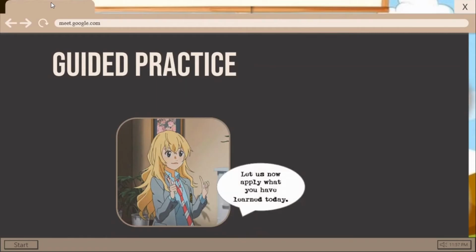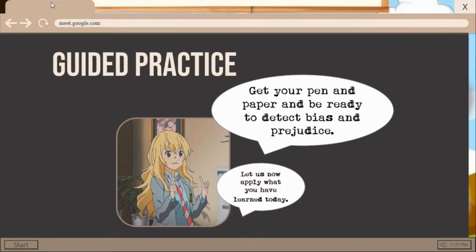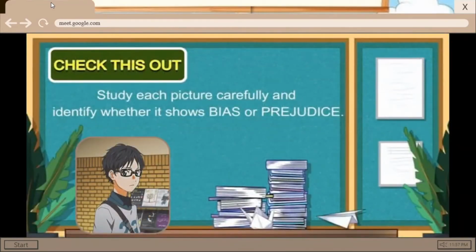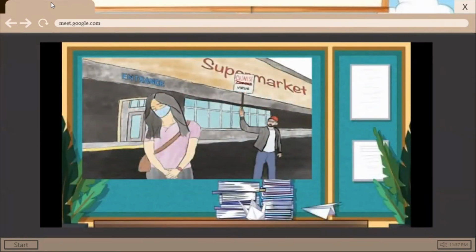Let us now apply what you have learned today. Get ready with your learner's activity sheet and be ready to detect bias and prejudice. Look at the following images carefully and identify whether it shows bias or prejudice. You have 5 seconds to come up with an answer in each item. Are you ready? Picture number 1.